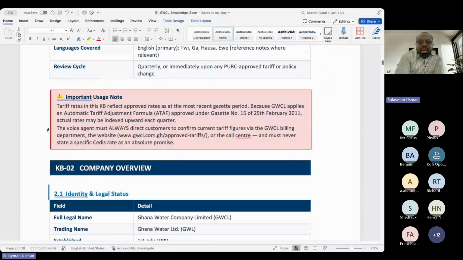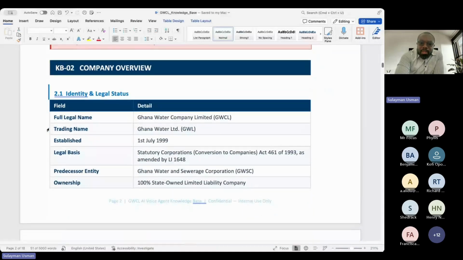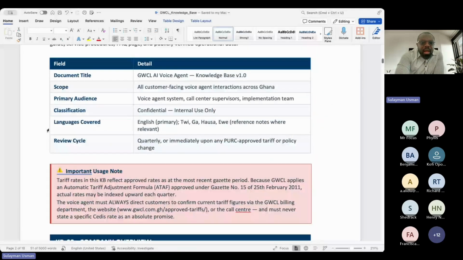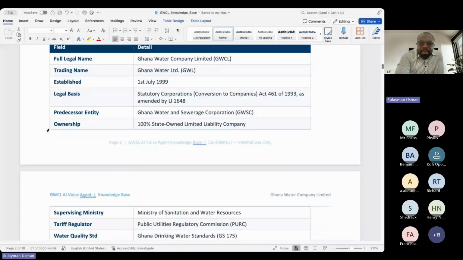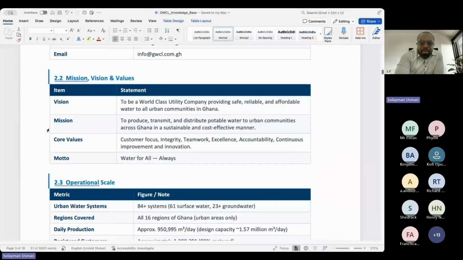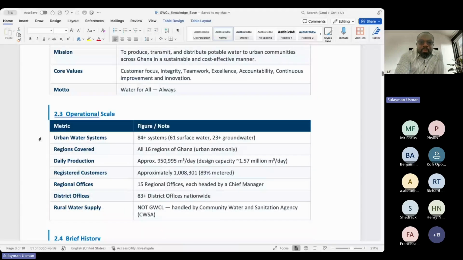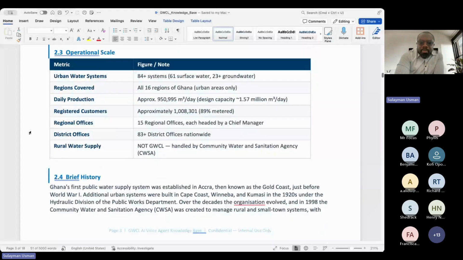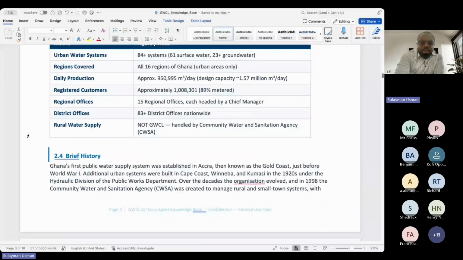With the knowledge base, this is everything about Ghana Water, even when it was incorporated, the legal name, the address. It's basically everything about Ghana Water that you can find out there. I just used what is online, the information that is available. Let's assume that Ghana Water really wants to use this. We go through and update certain things, because I think they now have a lot of things that have changed.